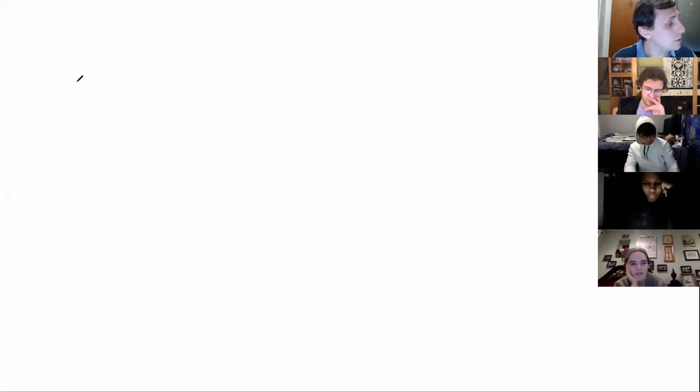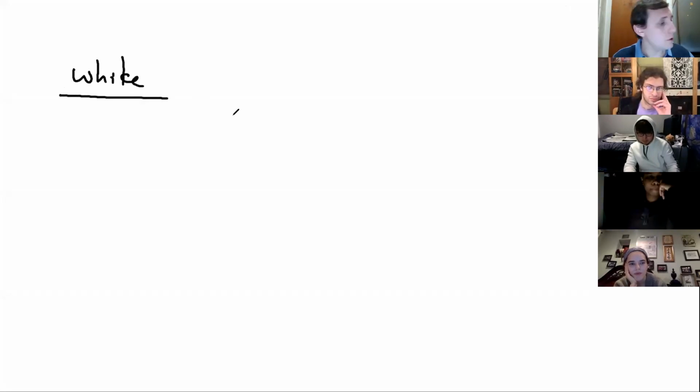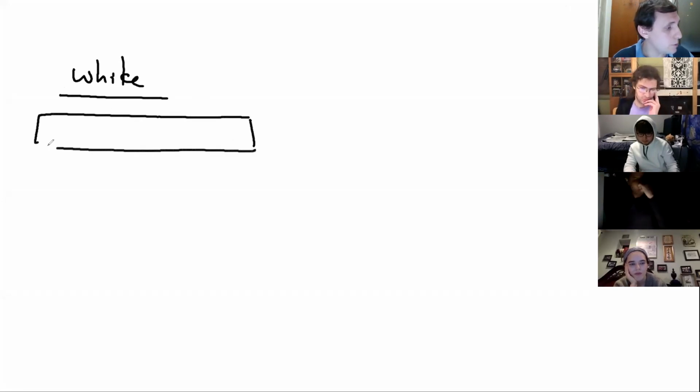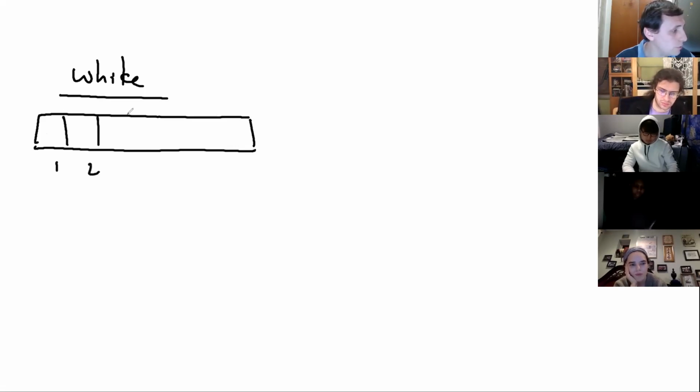So the first report is white. Who plays white? In white, I have 10 boxes. Do you agree? Those that are playing white cannot be playing against each other, because white plays against black. So then we have 1, here we have 2, 3, and so on, all the way to 10.